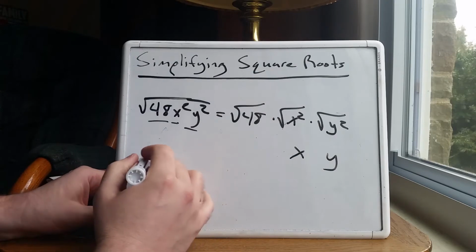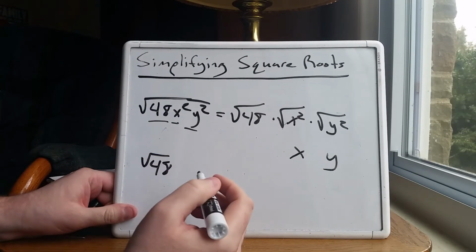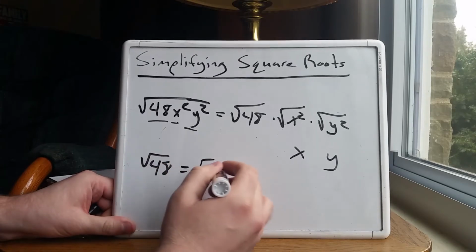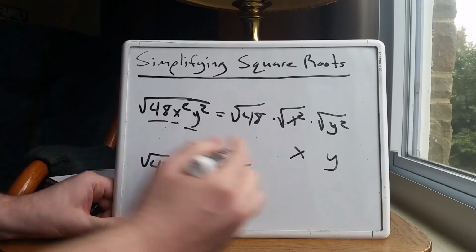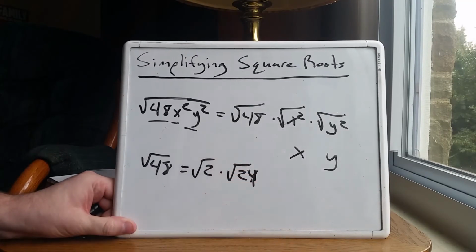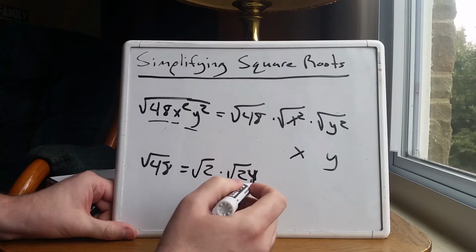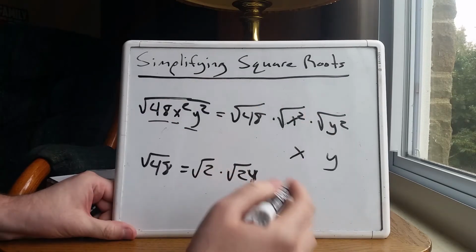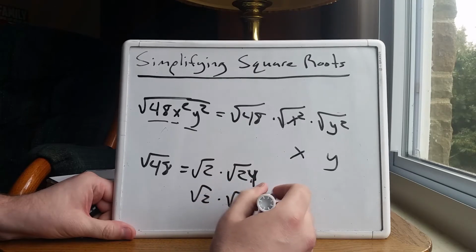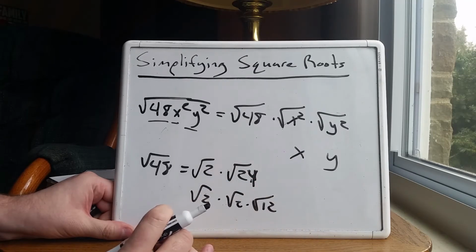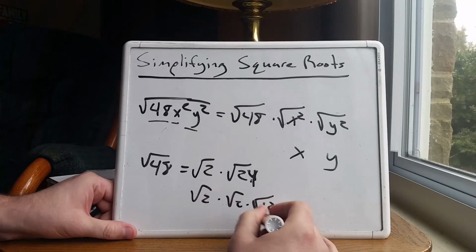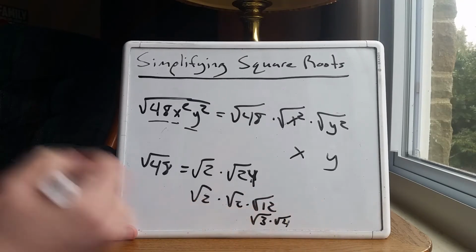So I'm going to say this time, square root of 48, what if I said this was the square root of 2 times the square root of 24? Because splitting something in half is usually the easiest thing to do, and lots of people default to it. Then I have to simplify square root of 24, so again, this is the square root of 2 times the square root of 12. And then 12 is root 3 times root 4.